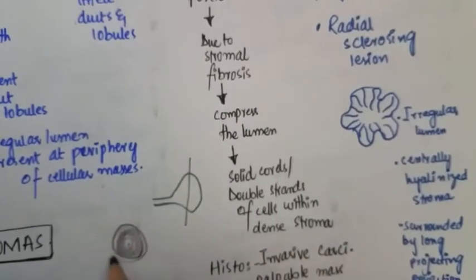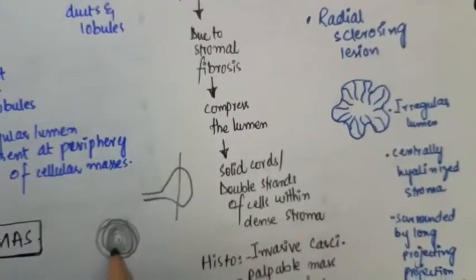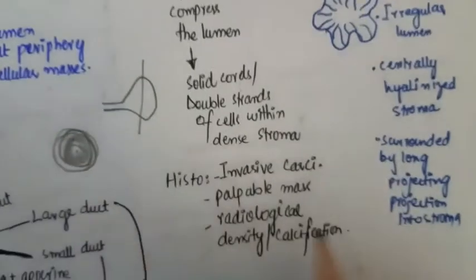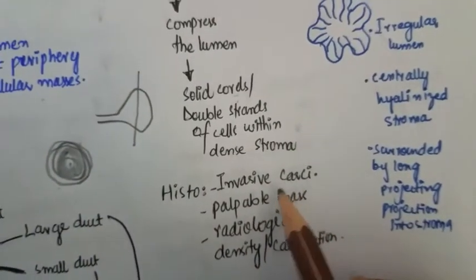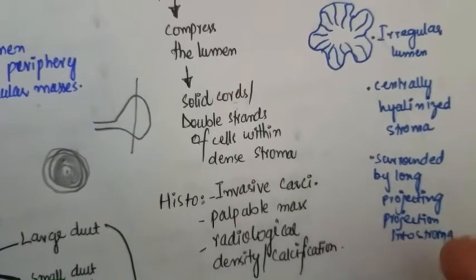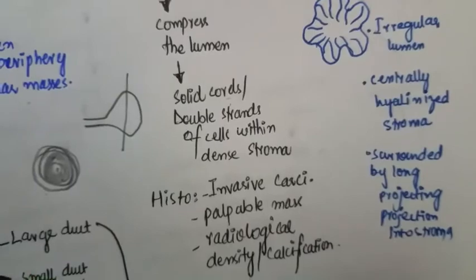These are the double strands of cells because it's a double layer of the myoepithelial cells, and in the center the dense stroma is present. Histologically, it's like an invasive carcinoma, or a palpable mass by the clinicians. Radiologically, it has got densities and calcification.